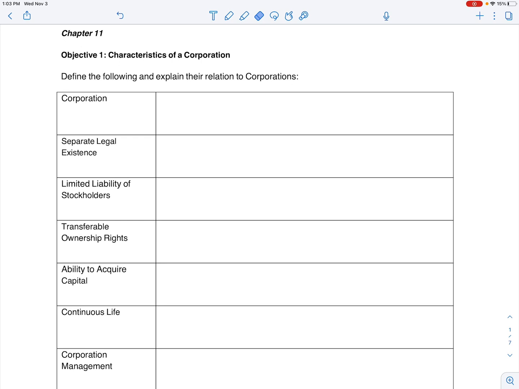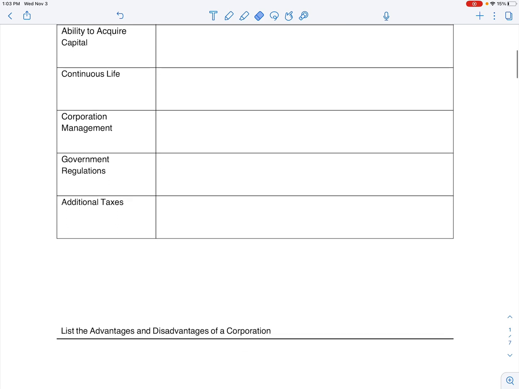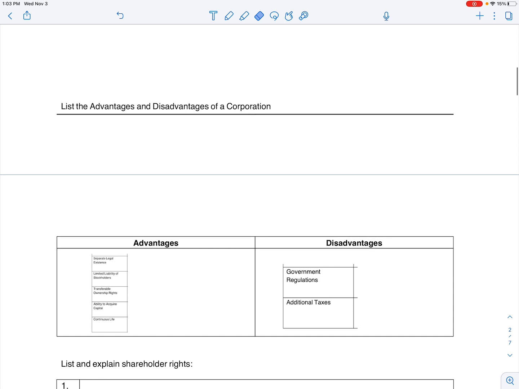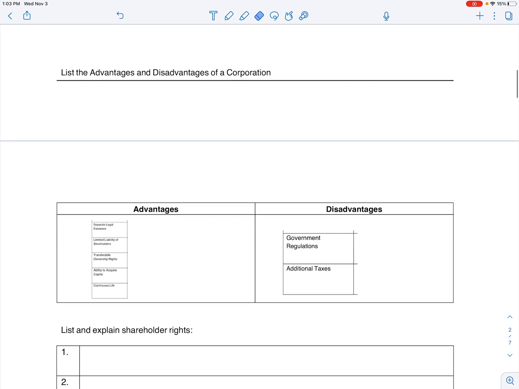In this chapter, we're going to review corporations. It's important to understand some of the terms that go along with corporations so that you really understand the benefits and disadvantages of having a corporation. So make sure you go through, define all of these terms, and understand where they fall. Are they an advantage or a disadvantage for the corporation?